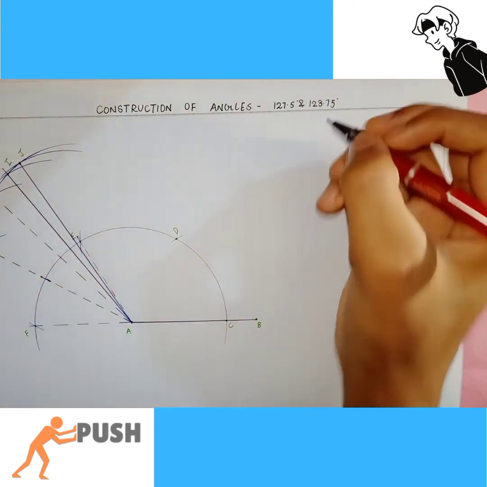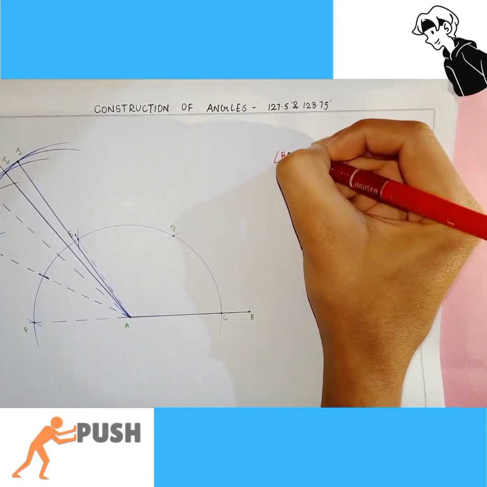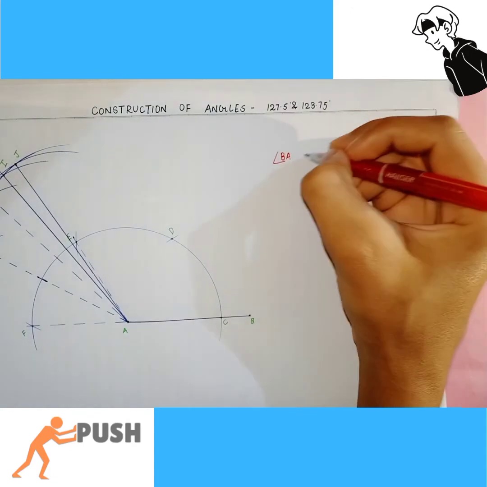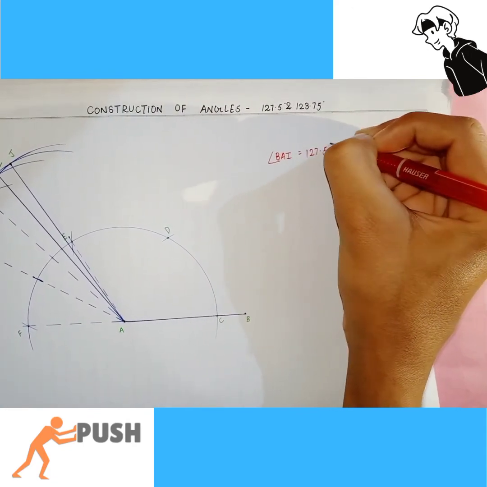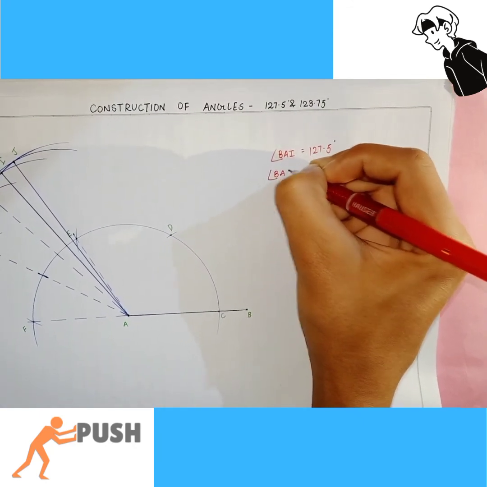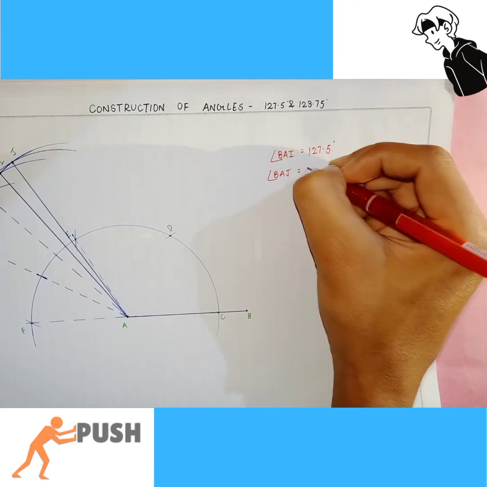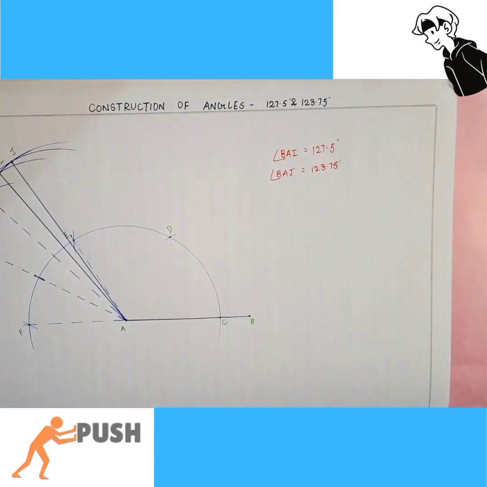So let's conclude it. Angle BAI is equal to 127.5 degree, while angle BAJ is equal to 123.75 degree. So here the construction completes.